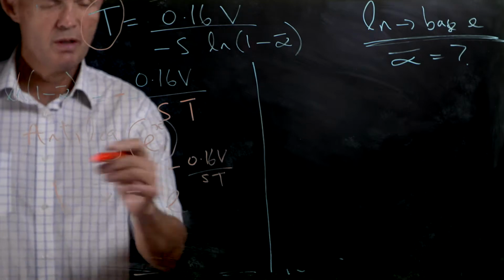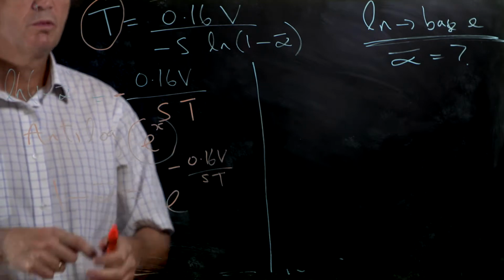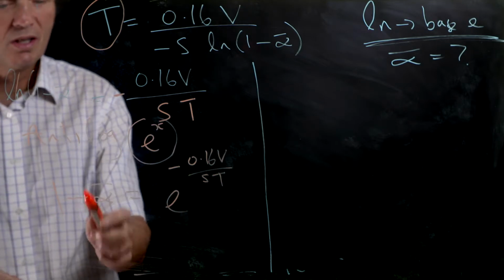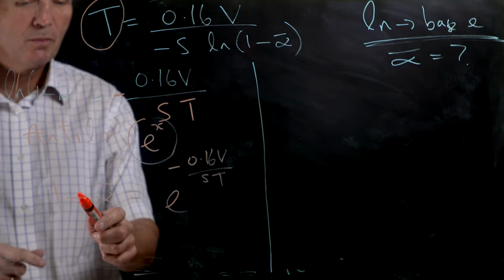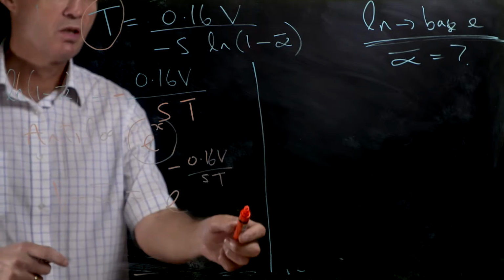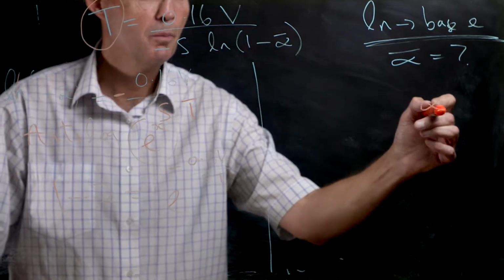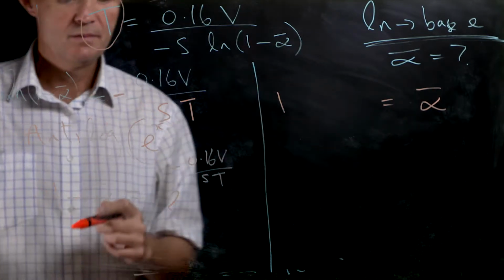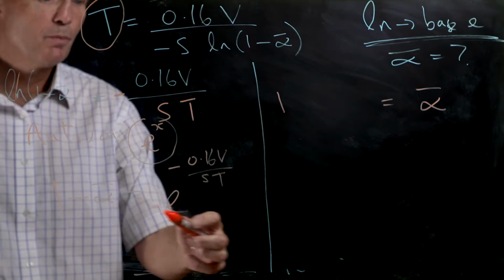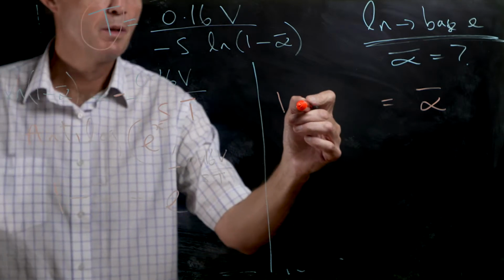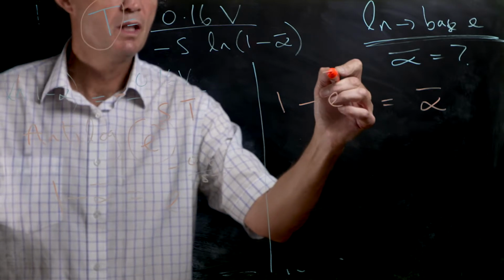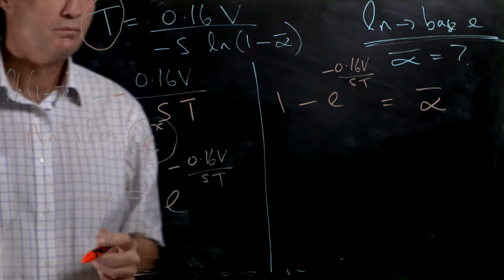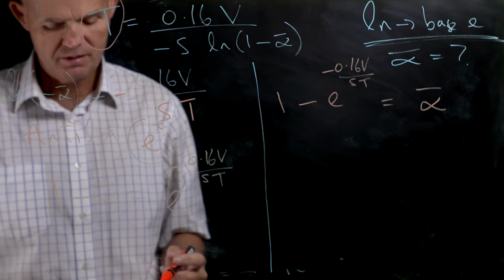So we've got to a situation where we've got rid of the log, and we've got this term tied up very nicely. We can see that this is a negative term here, so we have to make it positive. We can take it across the other side, and it then becomes a positive term. At the same time, we can leave the 1 where it is. We can take this term, which is positive, over here, and that becomes a negative. So that becomes e to the minus 0.16V over ST. So that's how you would rearrange that.